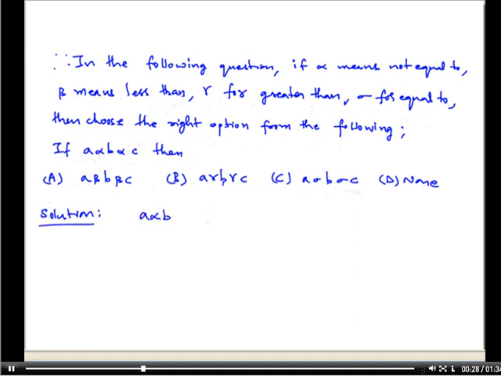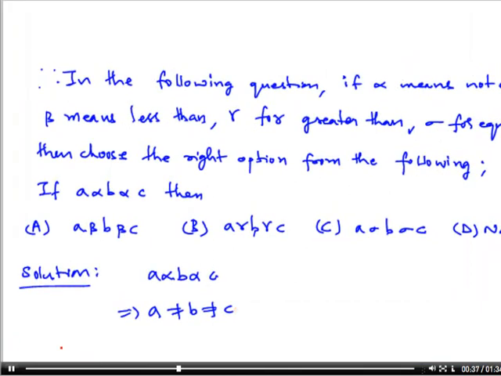A alpha B alpha C implies A is not equal to B, not equal to C. This is the given statement. Next we'll check with choice A: A beta B beta C. This implies A less than B less than C. We know that not equal to means it can be less than or greater than, but this statement says strictly it is less than, therefore it is false.